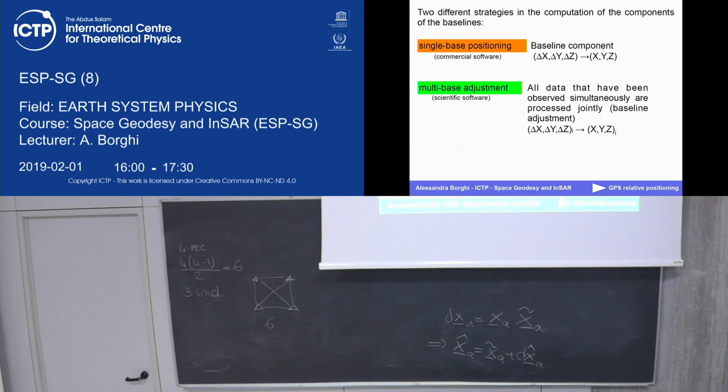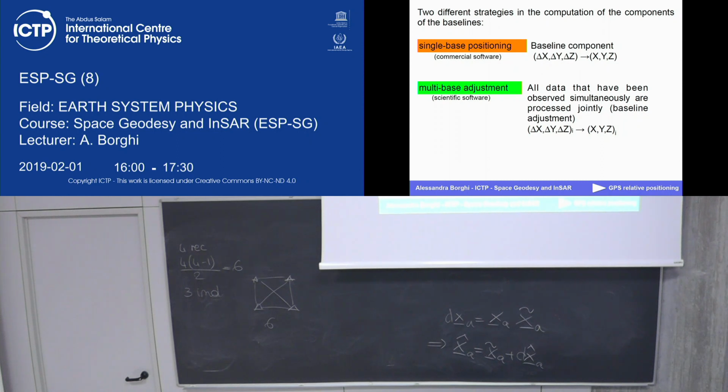There is a big distinction between commercial software and scientific software. The commercial software uses single base positioning. The other one is multi-base positioning adjustment. It means that, baseline for baseline, in the single base positioning, we take just any singular baseline and we process this singular baseline. In the multi-base adjustment, all the independent baselines are processed together.